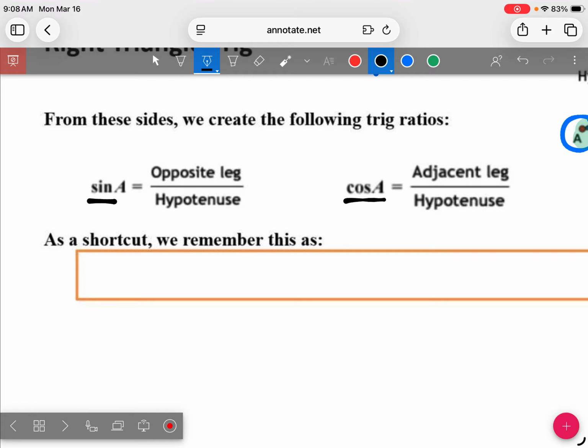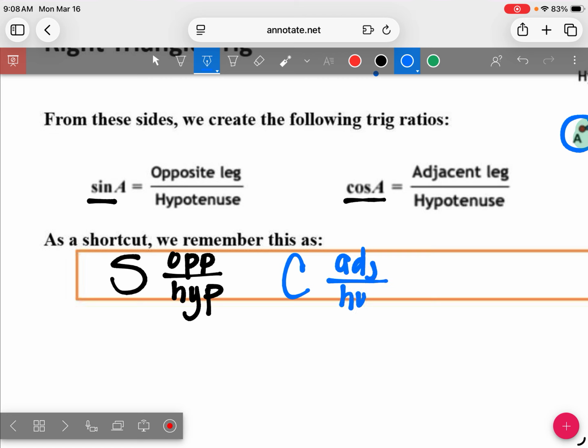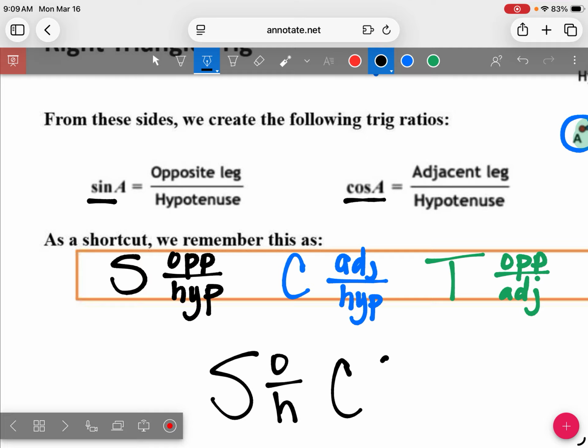Okay. We use the sine button when we know opposite and hypotenuse. Sine uses O and H. Cosine is adjacent over hypotenuse. And tangent is opposite over adjacent. So I would really encourage you all to remember the acronym SOHCAHTOA. So you'll know which ratio you're going to use. Let me write it on the back.